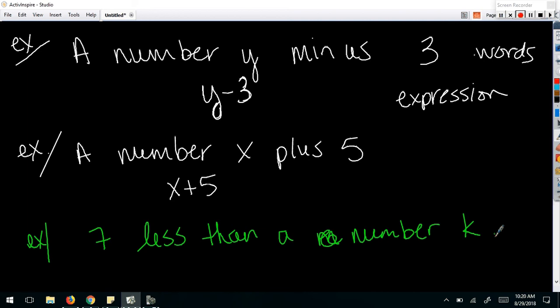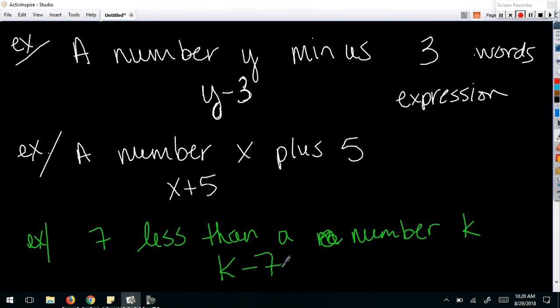So you have K. K minus 7. You've got to twist it around whenever you're talking about less than. What is K minus 7? What does the 7 come from? Look at the problem. 7.